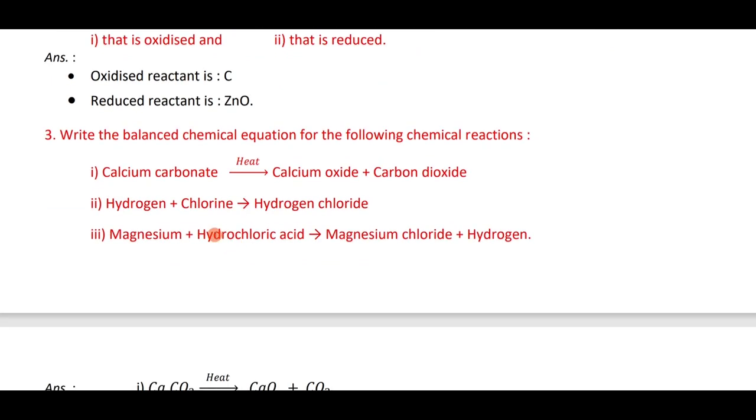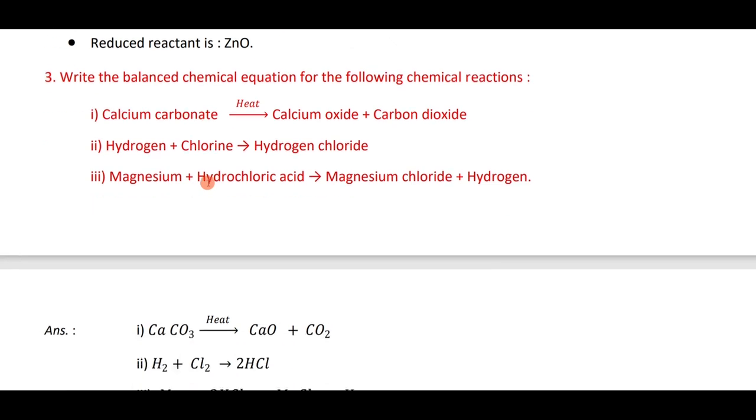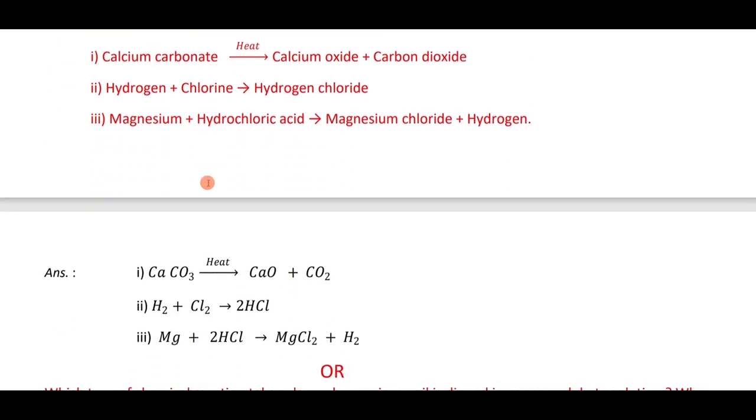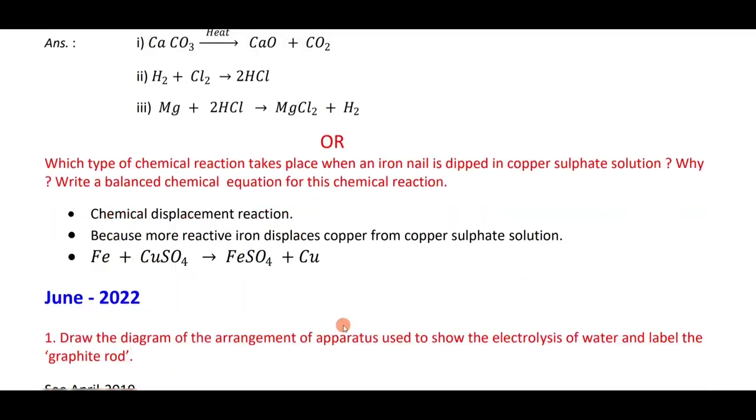Write the balanced chemical equation for the following chemical reactions. Calcium carbonate on heating gives calcium oxide plus carbon dioxide: CaCO3 on heating gives CaO plus CO2. Hydrogen plus chlorine gives hydrogen chloride: H2 plus Cl2 gives 2HCl. Magnesium plus hydrochloric acid gives magnesium chloride plus hydrogen: Mg plus 2HCl gives MgCl2 plus H2.